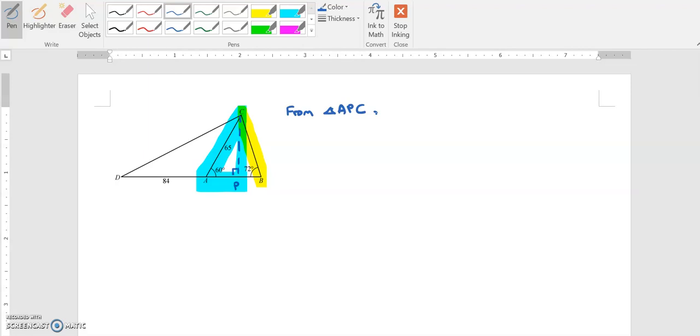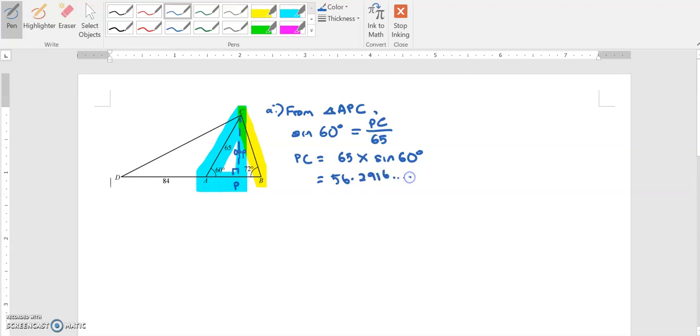Now, if I use 60 degrees as my reference angle, the length PC essentially is the opposite. And then the 65 meters there will be the hypotenuse. So opposite and hypotenuse, I can link it with the ratio sine. So I'm going to calculate sine 60 degrees is equivalent to opposite, which is PC in this case, over hypotenuse, which is 65. Therefore PC is equal to 65 times sine 60 degrees, and that will give me 56.2916, and so on.